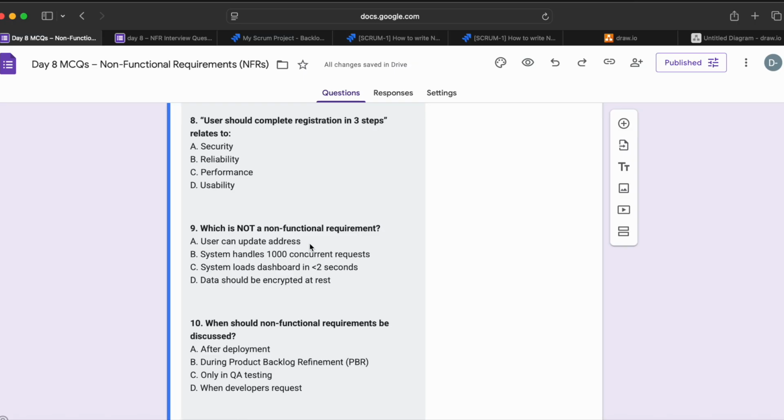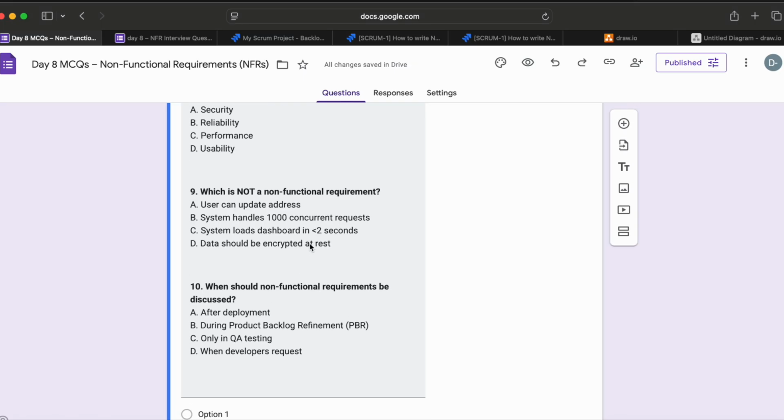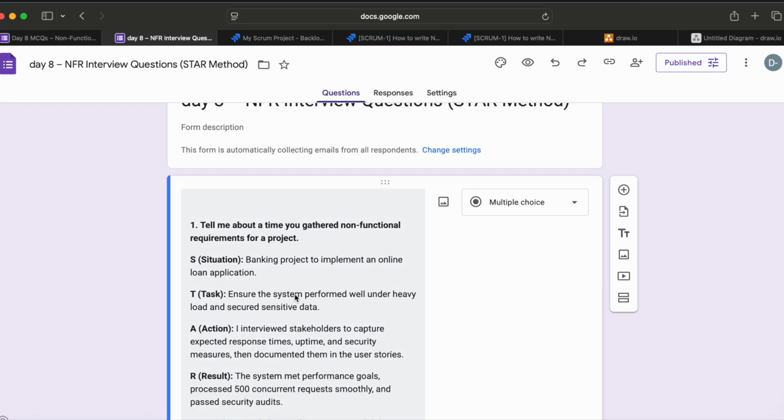So last question, when should non-functional requirements be discussed, right? After deployment? No, right? During PBR, we should discuss. So non-functional requirements should be identified and discussed during backlog refinement to influence estimation, design, and testing. All right. Okay, so let's learn how to answer questions related to non-functional requirements.